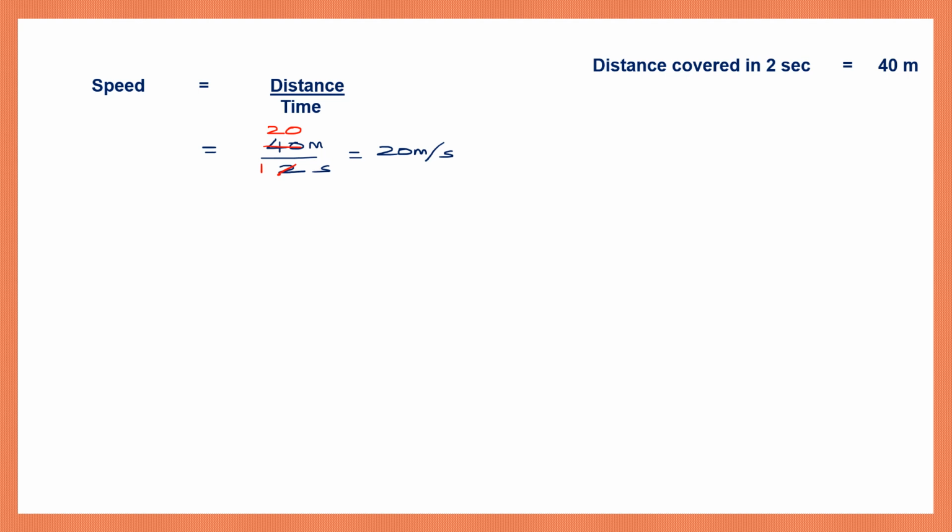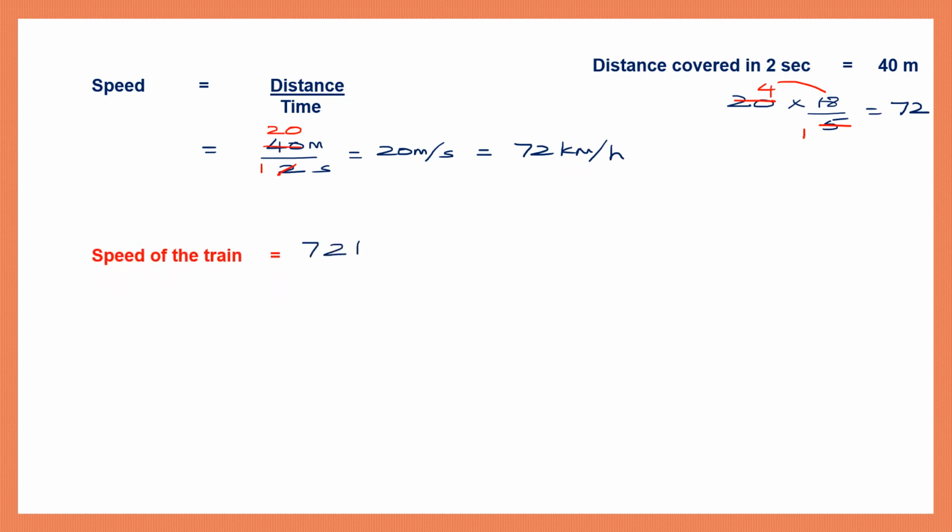Now if you have to convert this to kilometers per hour, what do we do? We say 20 into 18 by 5. We can cancel 5 and 20, 5 ones are 5 and 5 fours are 20. Multiply 18 into 4, which is 72. So our answer is 72 kilometers per hour. If you want your answer in meters per second, it is 20 meters per second. Converted to kilometers per hour, it is 72. So that's our final answer: the speed of the train is 72 kilometers per hour.